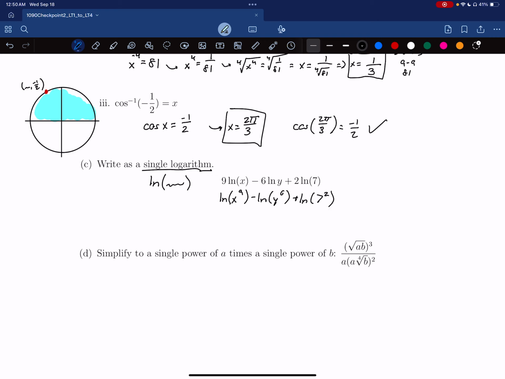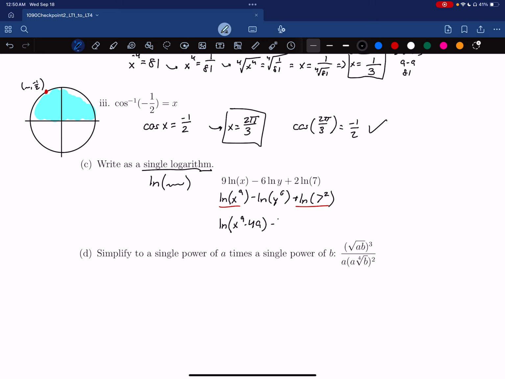And now we need to apply our logarithm addition and subtraction rules. So with addition of logarithms, we basically multiply what's inside. So let's worry about these addition terms first. That will give us ln of x to the 9th power times 49, because 7 squared is 49.